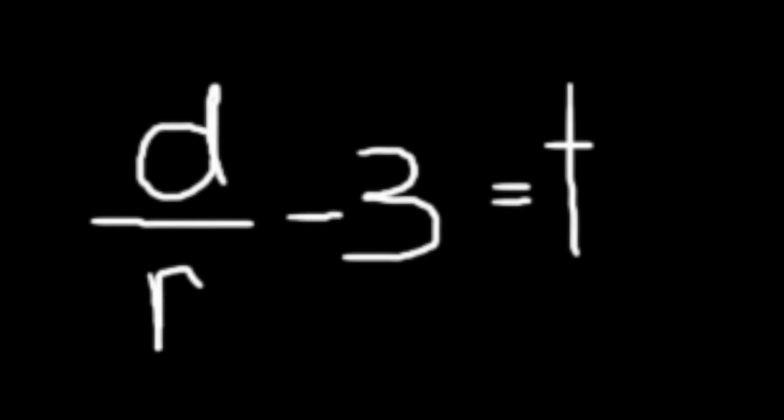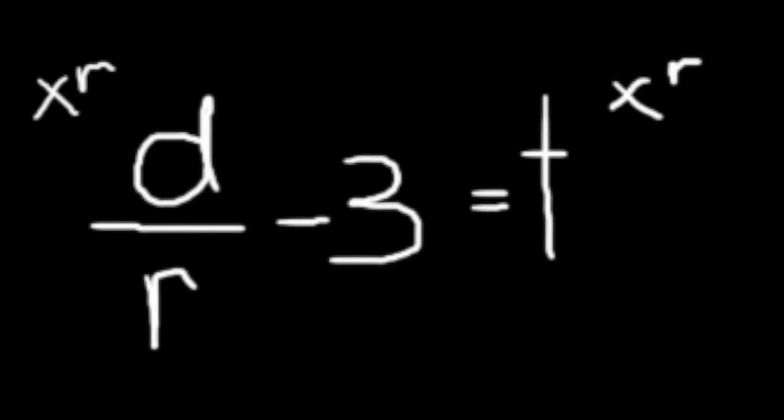Examples. Let's say we have the equation d divided by r minus 3 equals t. T is currently the subject and we want to make d the subject. To get rid of r, we must do the opposite of what it is. From what we know, the opposite of dividing is multiplying, so that means we must multiply both sides by r.